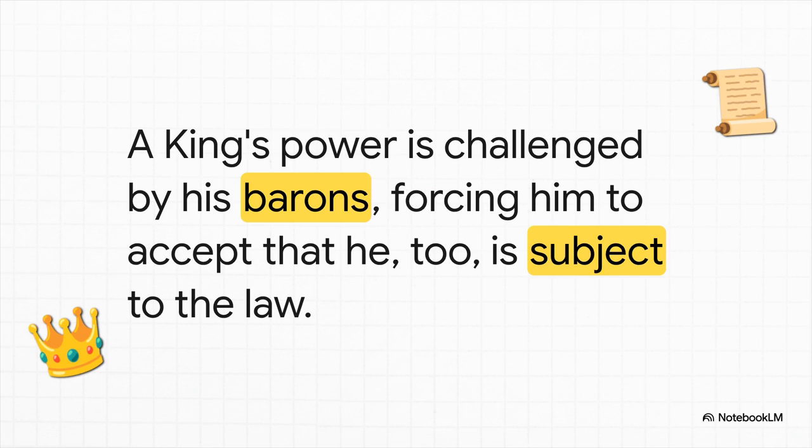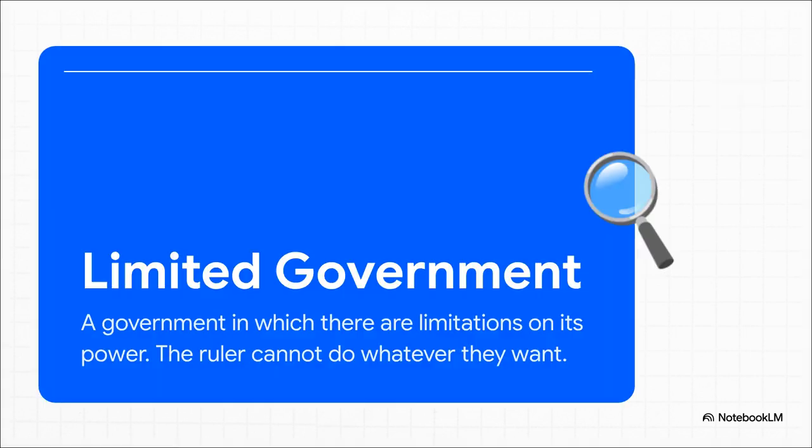You've got King John of England, and he's kind of out of control. His barons got so fed up, they basically cornered him and forced him to sign a document called the Magna Carta, the Great Charter. And for the first time, it was officially written down that the king was not above the law. And that right there, that's our first big idea, limited government. It's this crucial concept that a government's power should have a ceiling. It isn't absolute.